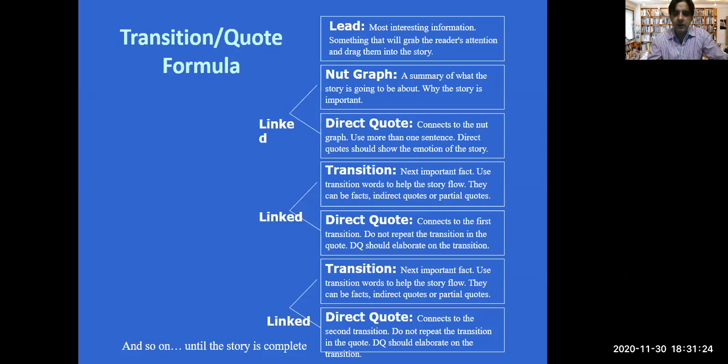So all the transitions and direct quotes are interlinked. According to this formula, if you have one piece of information and a direct quote is supporting that information, then you have another piece of information, then another direct quote is supporting that information.